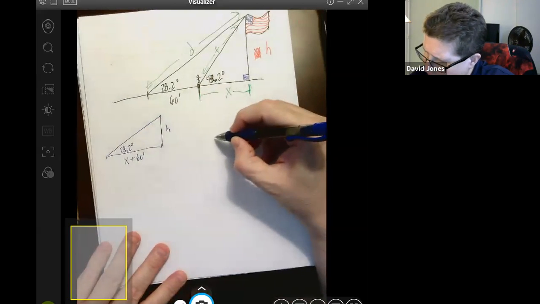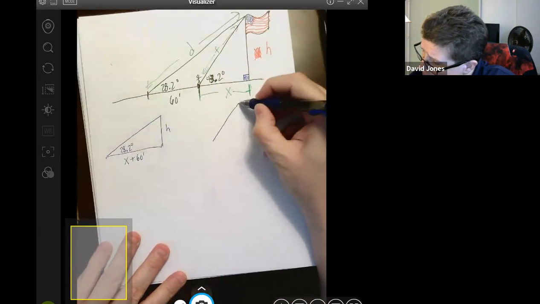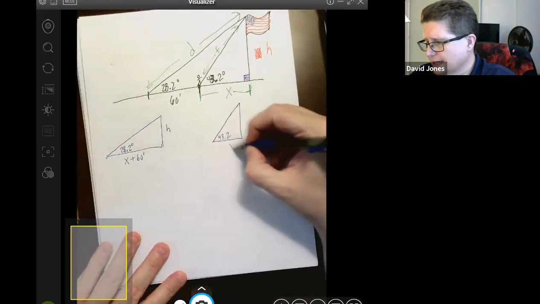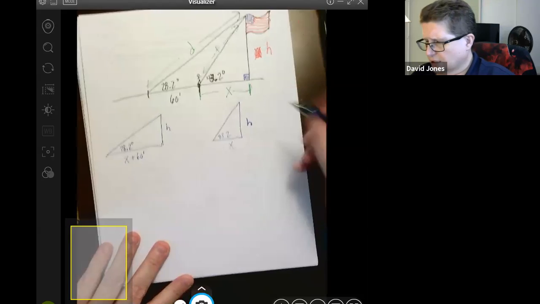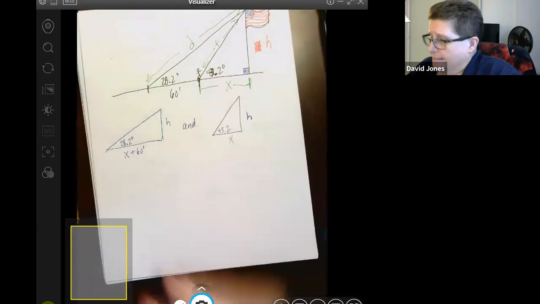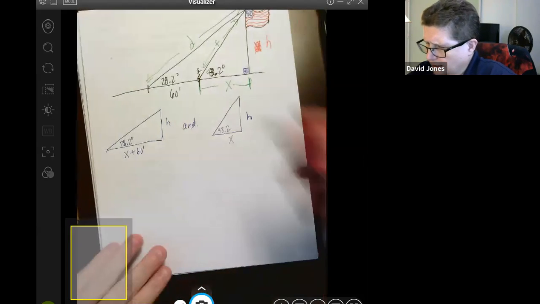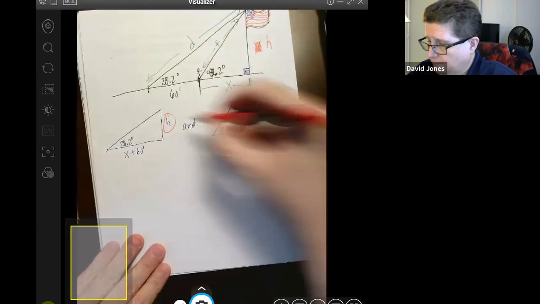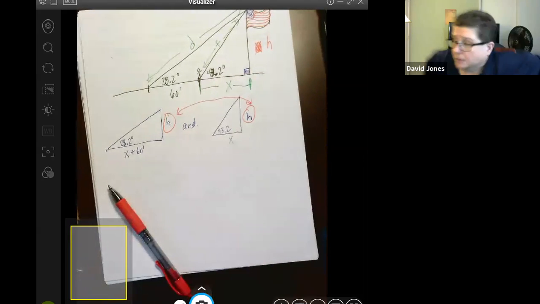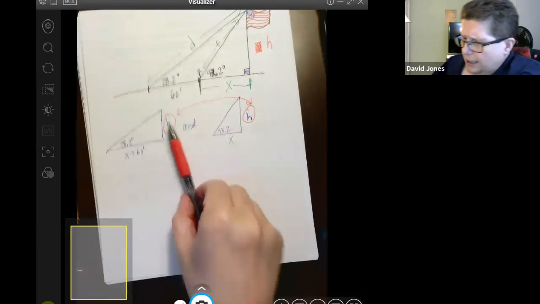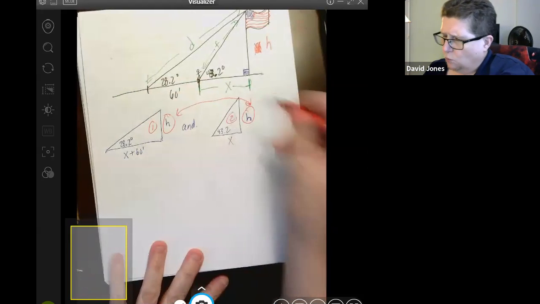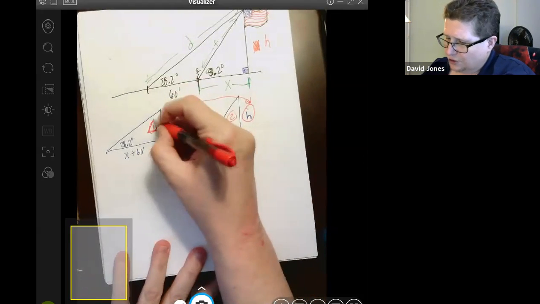And I also have another triangle. 43.2, this is X and this is H. So we've got two triangles, and it's the same flagpole, so those are the same. That's important to know. Let's call this triangle 1 and 2. Triangle 1, triangle 2.